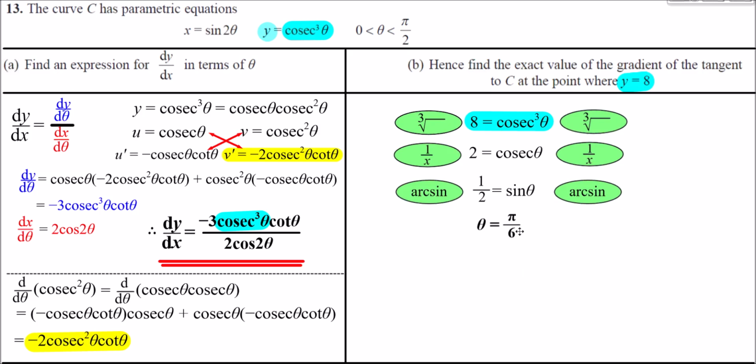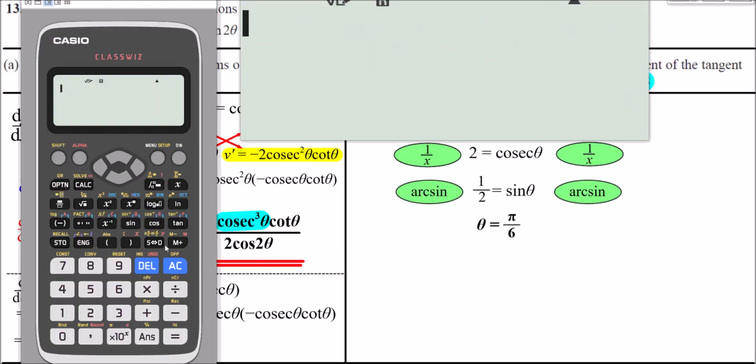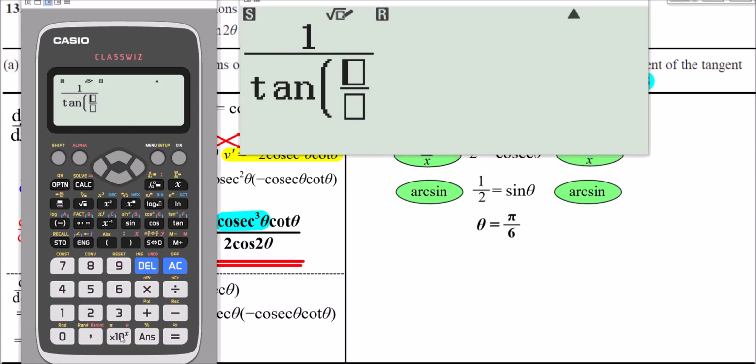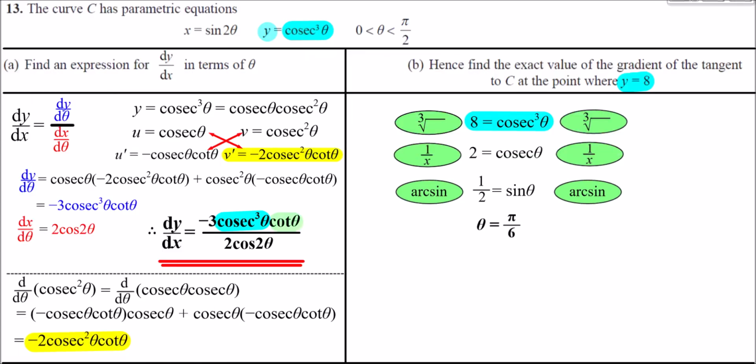From that, now I know that theta is pi over 6, I can work out what cot theta is. So cot theta just means 1 over tan theta. So we can work this out. If I do 1 over tan theta, making sure I'm in radians, look, r for radians, that's okay. So I'm going to do all that over pi over 6. I'm going to get root 3. So therefore, cot theta is root 3.